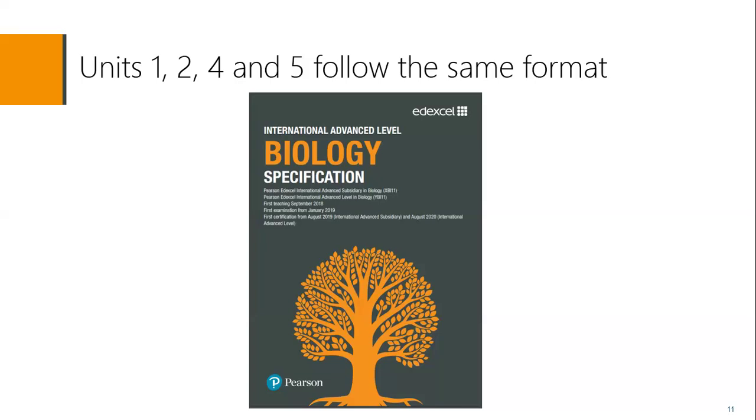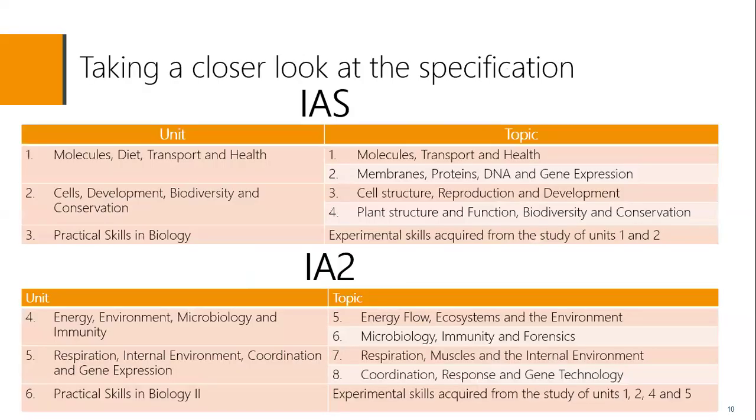The topics covered in these units are very much the foundation. The IAS is units 1, 2 and 3. The topics covered in these units are very much the foundations or building blocks required by the students undertaking an A level in biology. So these are the basics that you would teach first if you were embarking on A level biology.